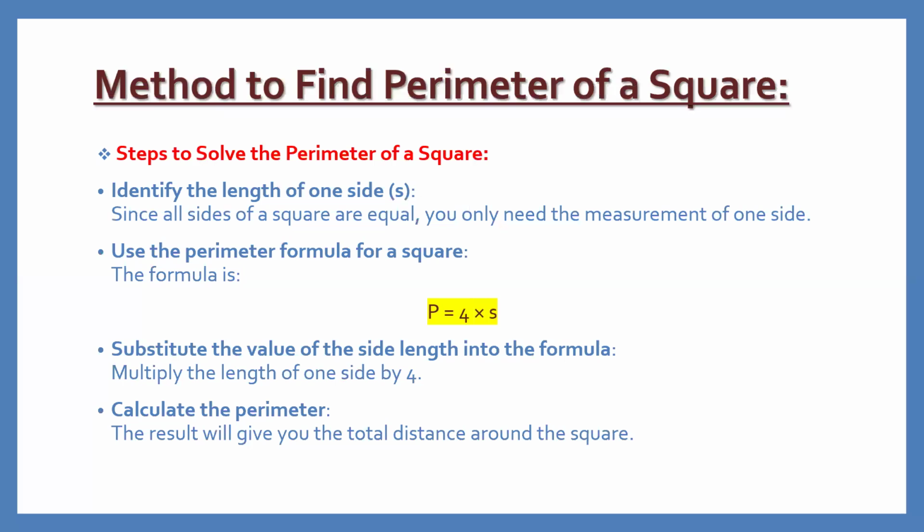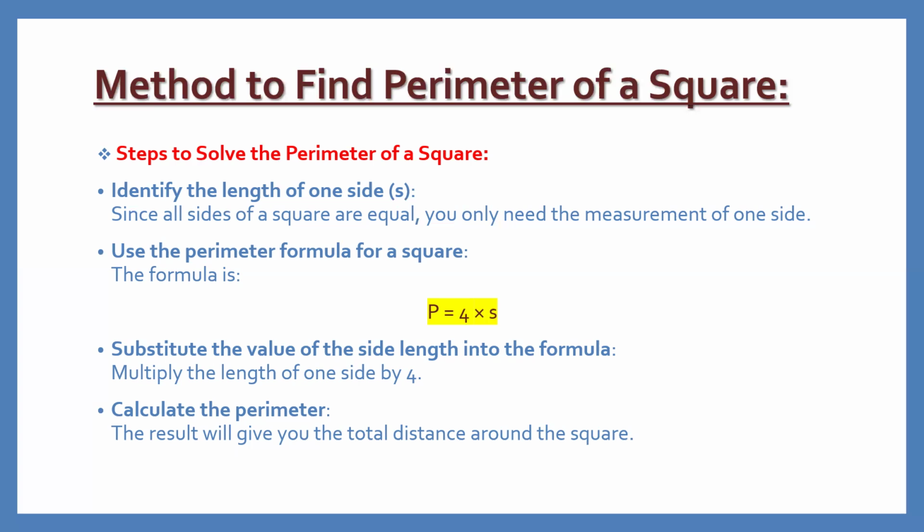So here the next slide is about the method to find the perimeter of a square. Here are the steps to solve the perimeter of a square. First, identify the length of one side, because all the sides of a square are equal. So you need the measurement of one side. Now you will use the perimeter formula, which is P equals 4 multiplied by S, meaning side.